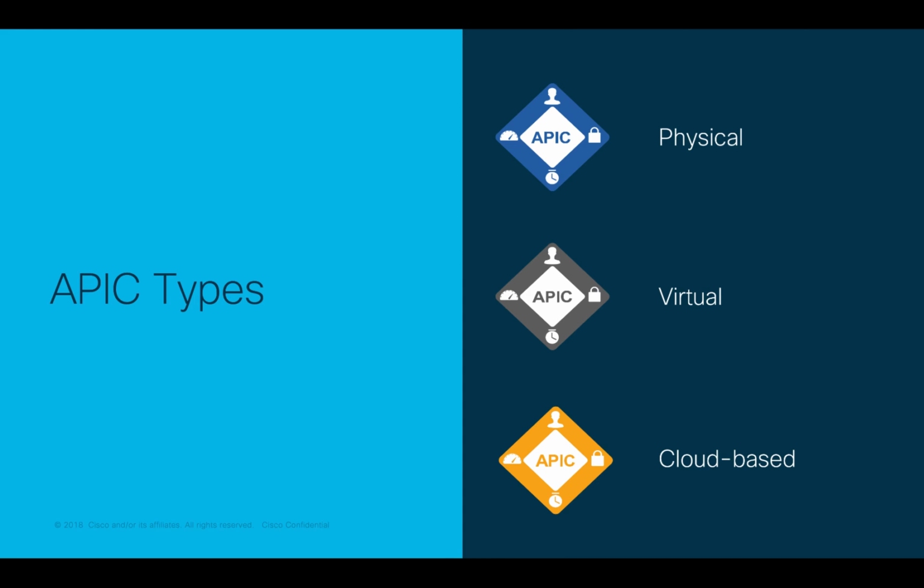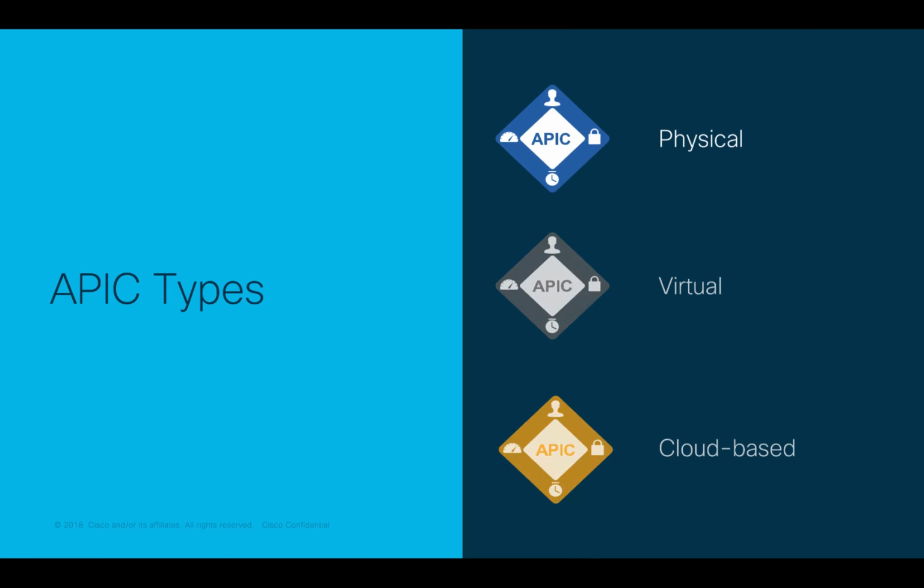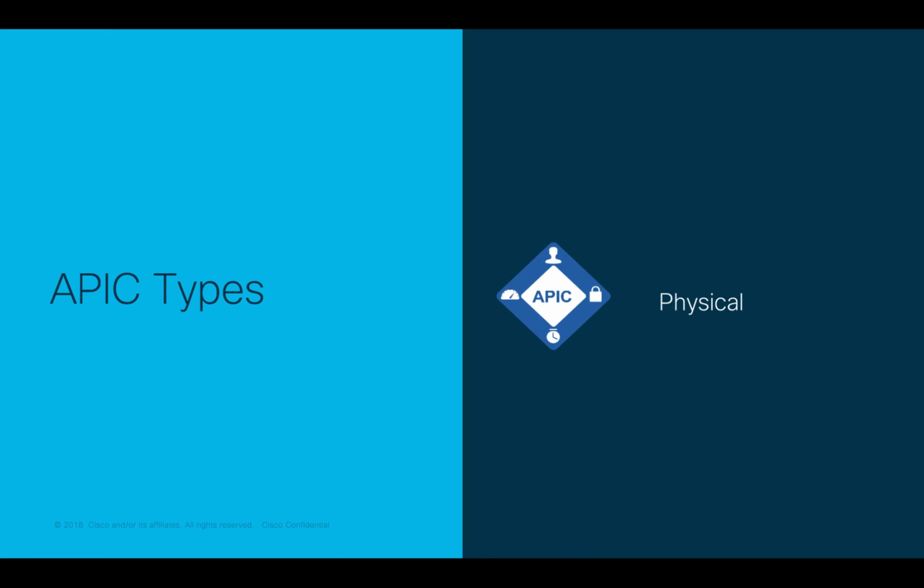As we saw in the previous video, the APIC is where we centrally configure and monitor our entire ACI fabric, either from the GUI or CLI. APICs may be physical appliances, which we will display with a blue icon when we refer to them in this series, virtual machines, displayed with a gray icon, or even cloud-based, which will be displayed in yellow. In this episode, we will start with the physical APIC installation.